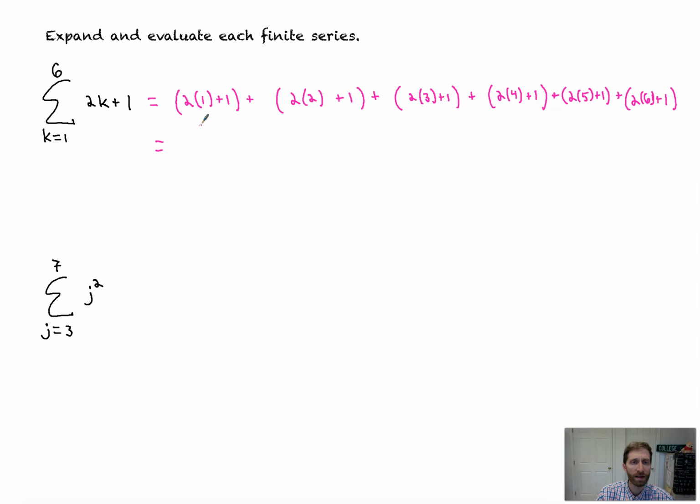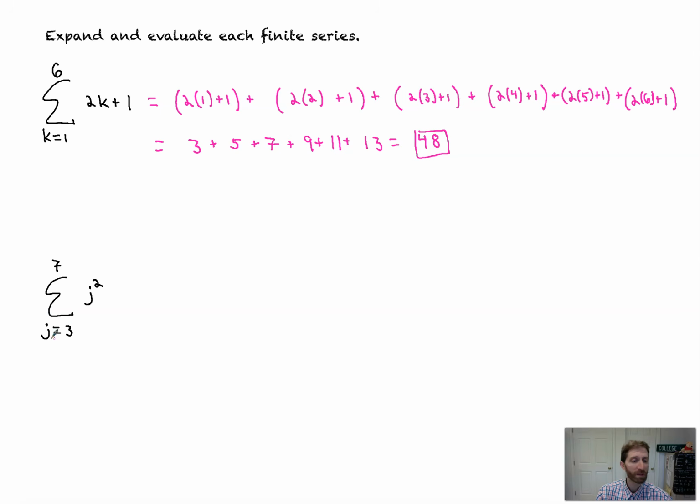And let's just evaluate this. 2 times 1 plus 1 is 3. Plus this would be 5. This right here would be 7. Looks like we're going up by odd numbers each time. This right here would be 9. This would be 11 when you simplify it. And then this would be 13. And we add all of that up. 3 and 5 is 8. 15 when you add 7, add 9, you get 24, and 11 is 35, and 13 is 48. That's it. That is the sum of that series.